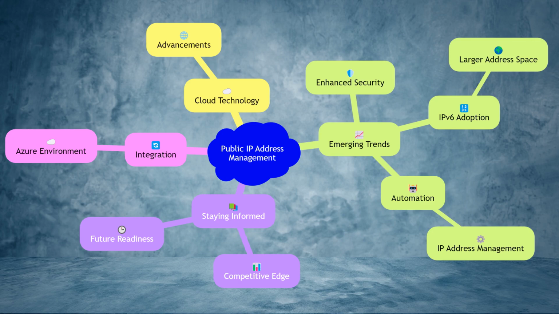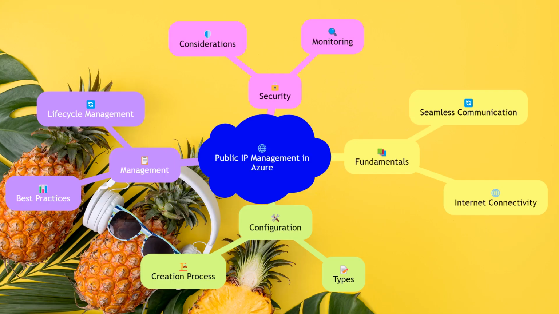Configuring and managing public IP addresses is a fundamental skill for Azure administrators. It enables seamless communication between Azure resources and the internet, supports various applications, and ensures secure and efficient operations. By understanding the types, creation process, management practices, and security considerations, administrators can effectively leverage public IP addresses to meet their organizational needs.